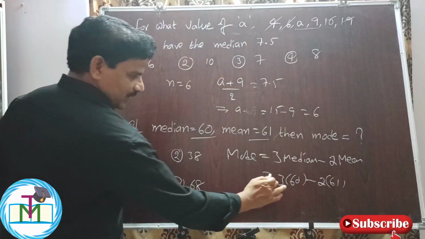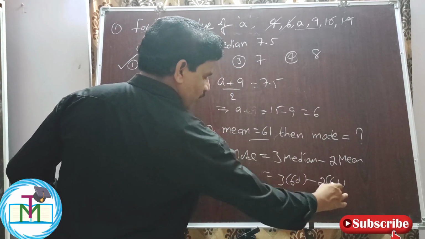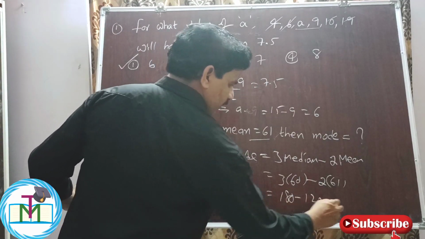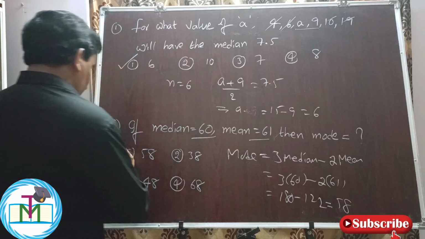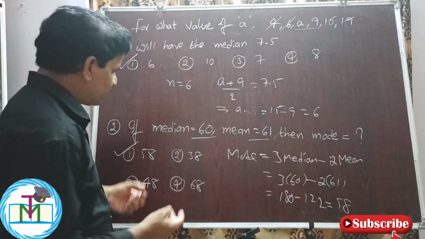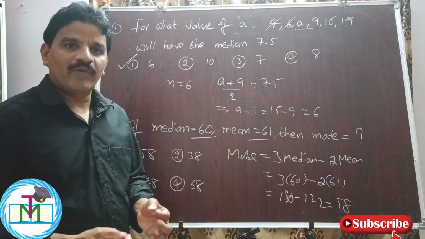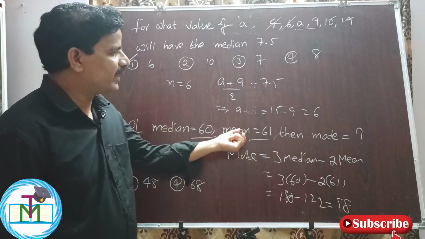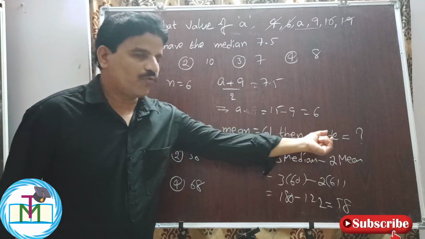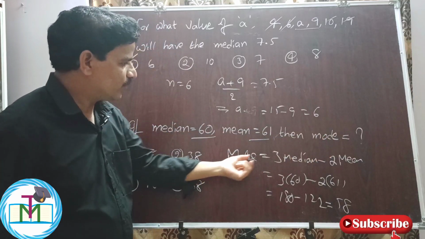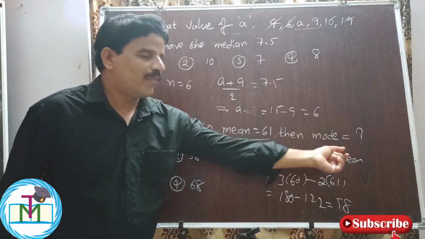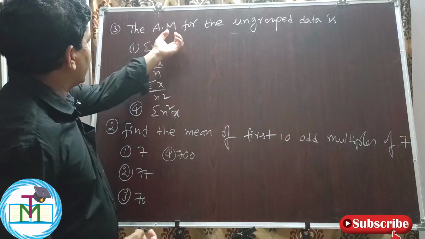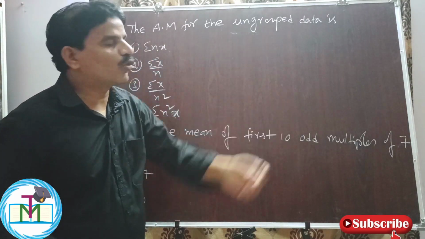We can simplify this. 3 into 60 is 180, minus 2 into 61 is 122, is equal to 180 minus 122, which is 58. Option 1 is the right answer. So this second bit is very important for Polyset. Whenever median and mean are given and it is asked to find the mode, mode is equal to 3 into median minus 2 into mean.